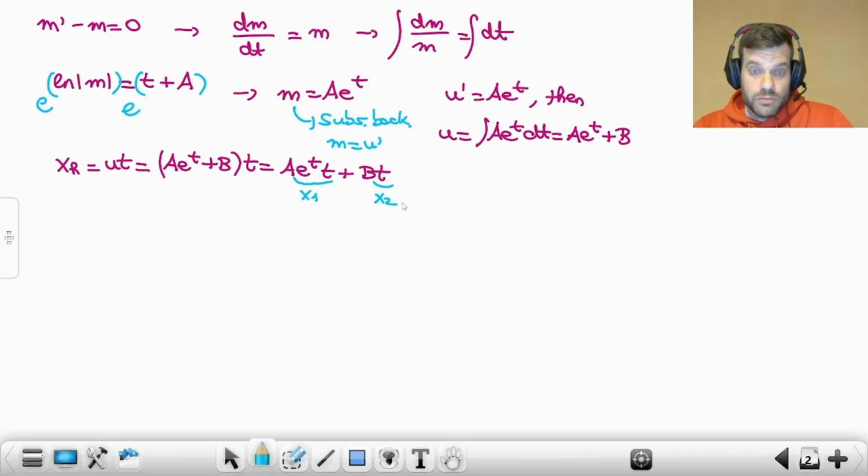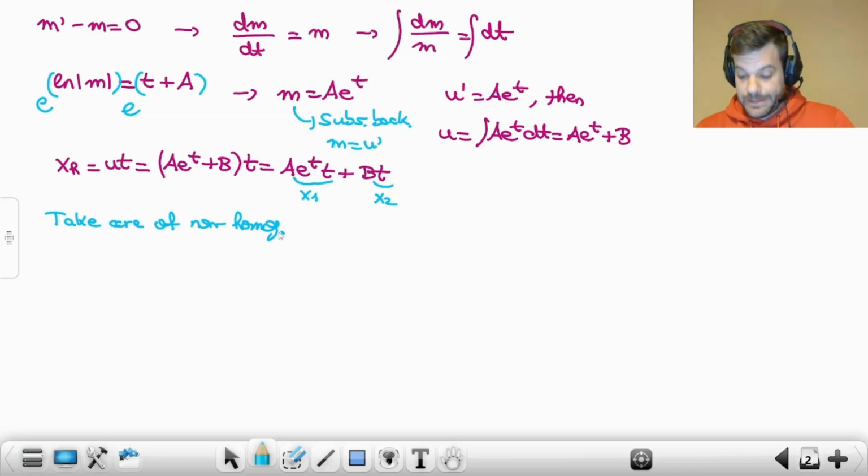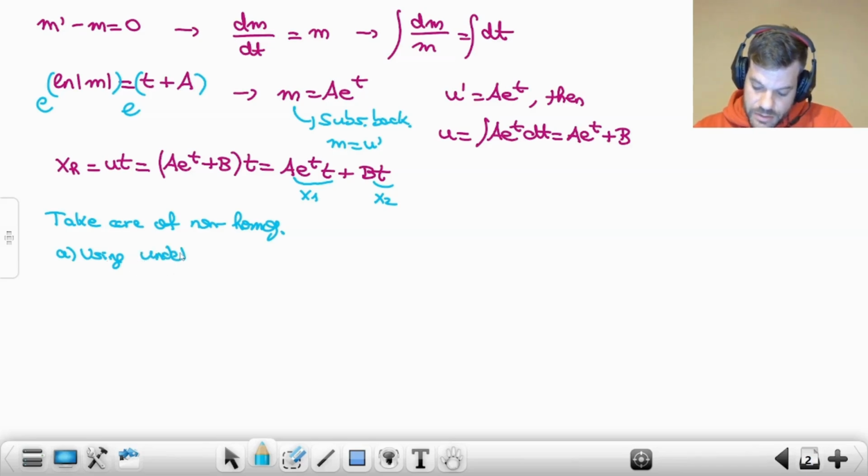So for step 2, now it's time to take care of the non-homogeneous part. For that, there are 2 paths available to us. Undetermined coefficients and variation of parameters. Since we are practicing for the exam, I'm going to solve this problem using both methods, although obviously just pick one of them. So using undetermined coefficients.